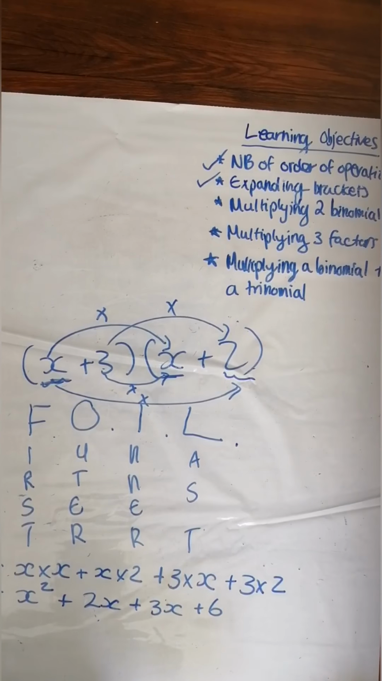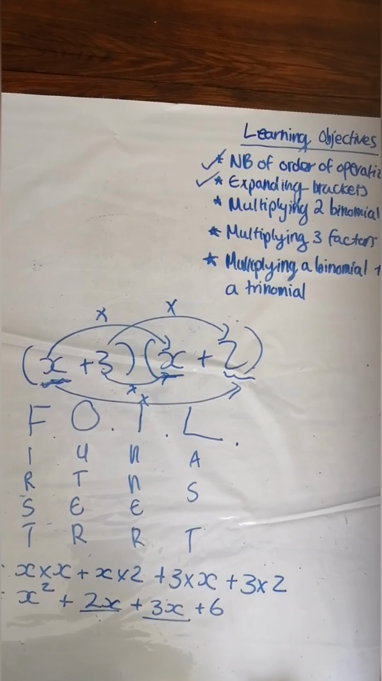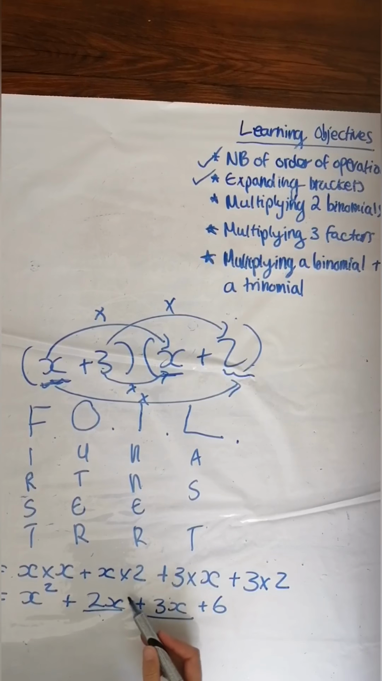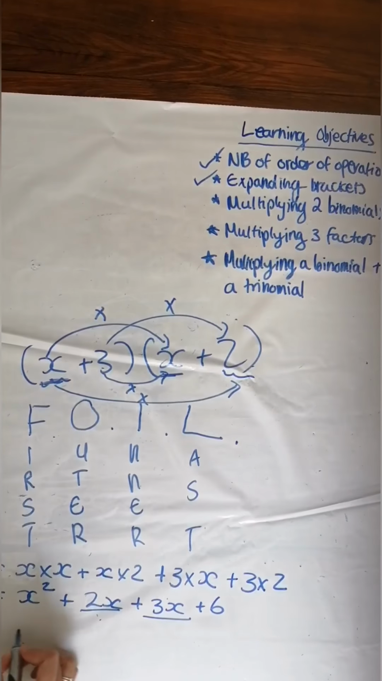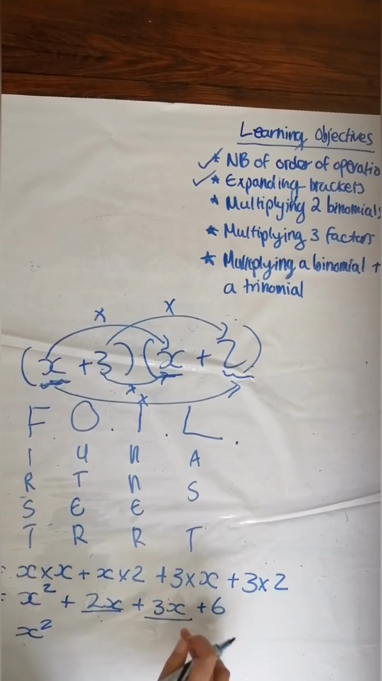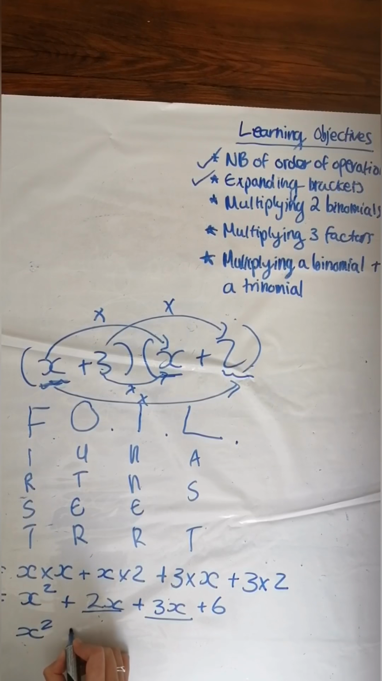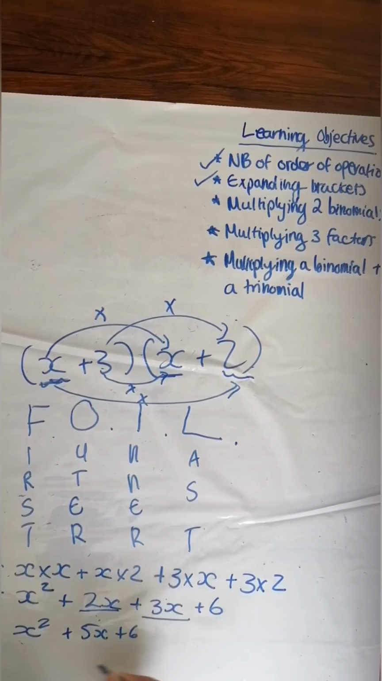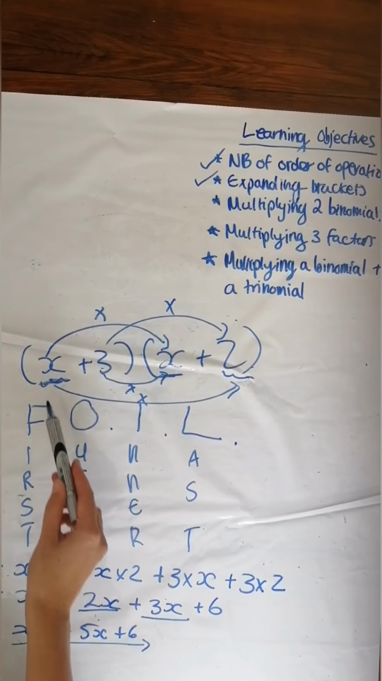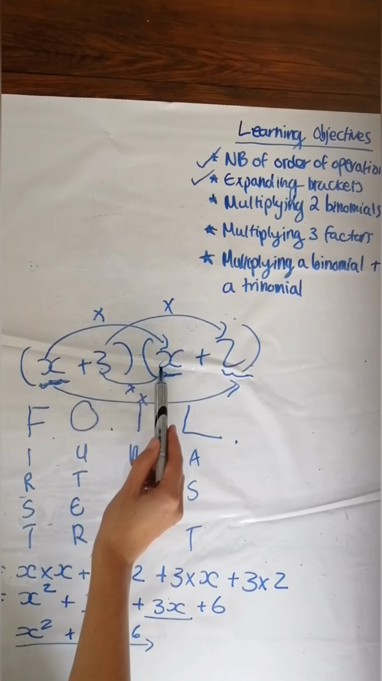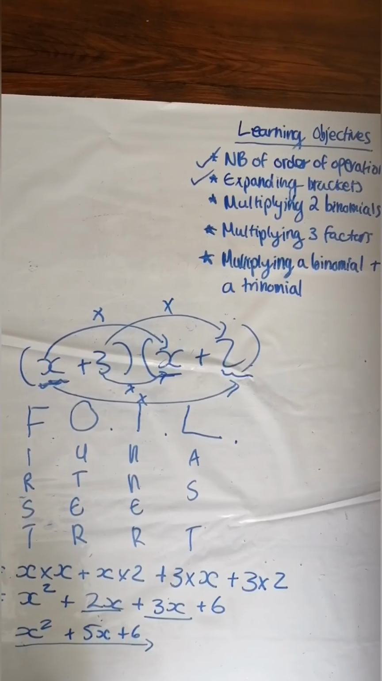Now, you may think this is your final answer, but we have some like terms here. They both have an x, a singular x over here. These have two x's, so that is not a like term. So if we add those two together, 2 plus 3, you just add the coefficient in front of the variable. You get 5x plus 6. And there we have our final answer. So you use this method of FOIL, first, outer, inner, and last. And if you follow that principle, you will always get to your answer.